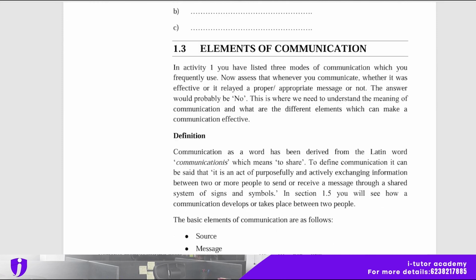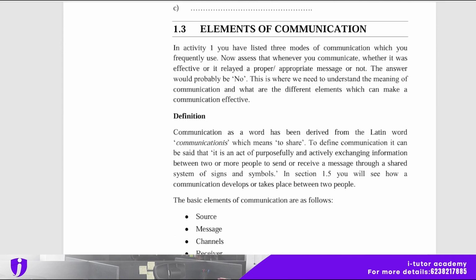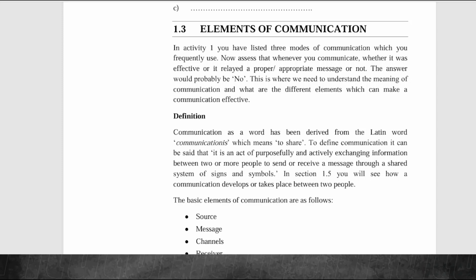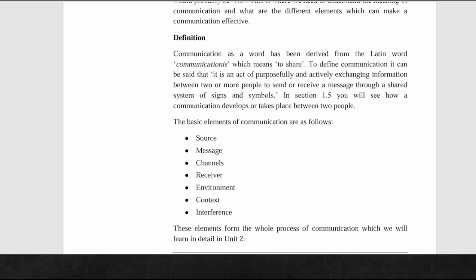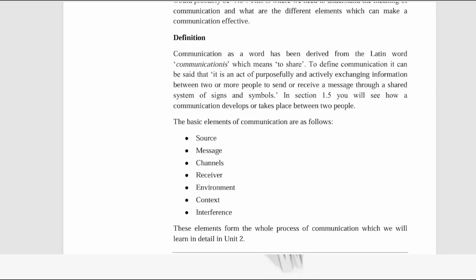And elements of communication. What are the elements of communication? In activity 1, you listed 3 modes of communication which you frequently use. Now assess, whenever you communicate, whether it was effective or whether it relayed a proper or appropriate message or not. The answer would probably be no. This is where we need to understand the meaning of communication and what are the different elements which can make communication effective. Definition. Communication as a word has been derived from the Latin word communicationis, which means to share.